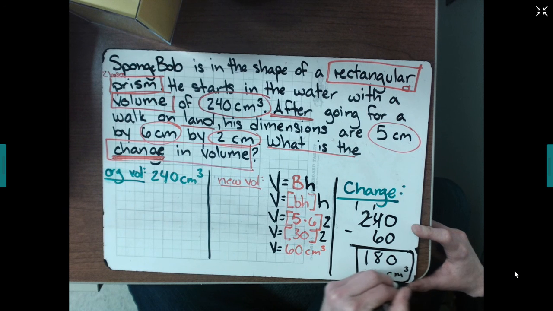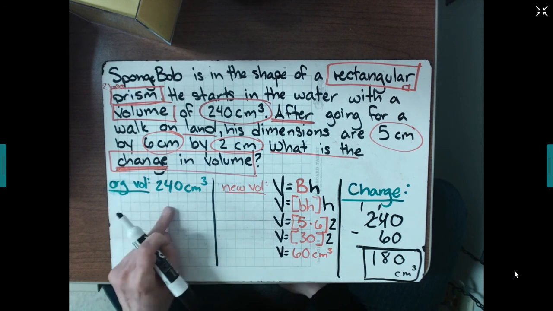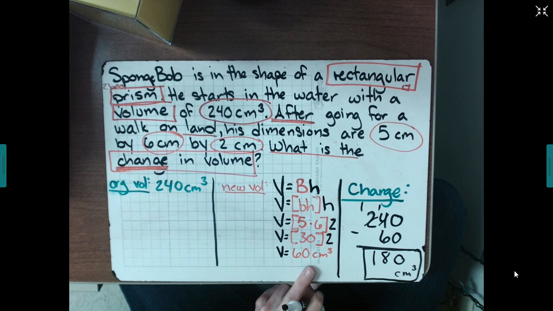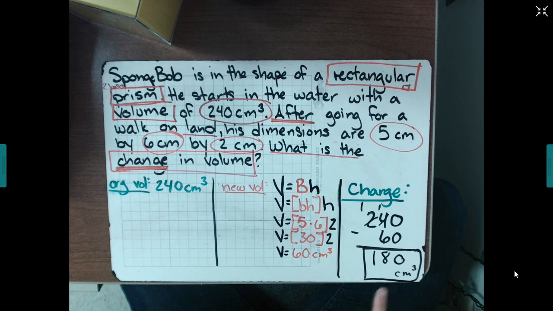That is how much it has changed. Wow, let's think about that number for a second. It started off at 240 cubic centimeters. He shrank down to 60 cubic centimeters. So when he's out in the sun, that really dried him up, made him super small. We need to get him in some water because he's itty bitty. The amount of change is 180 cubic centimeters. It's a lot of change.